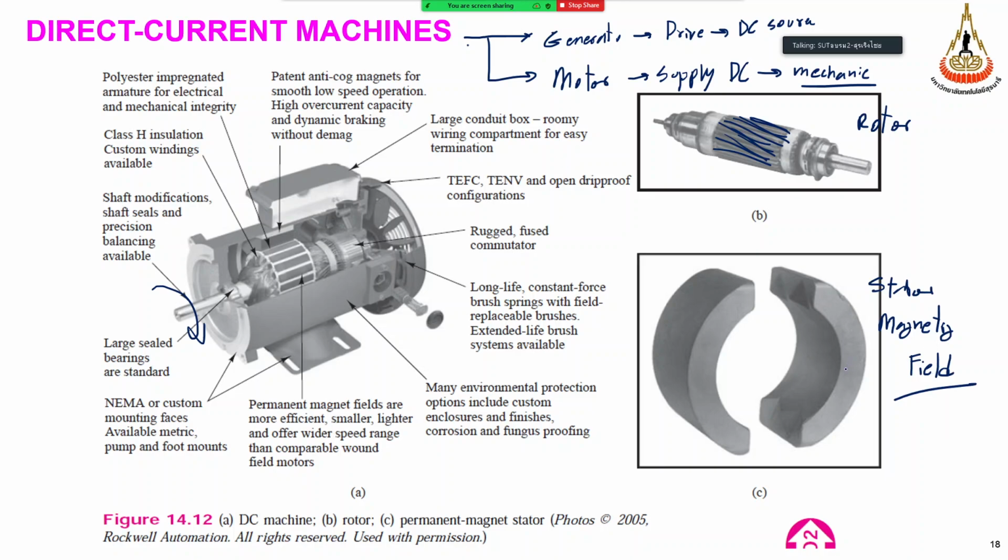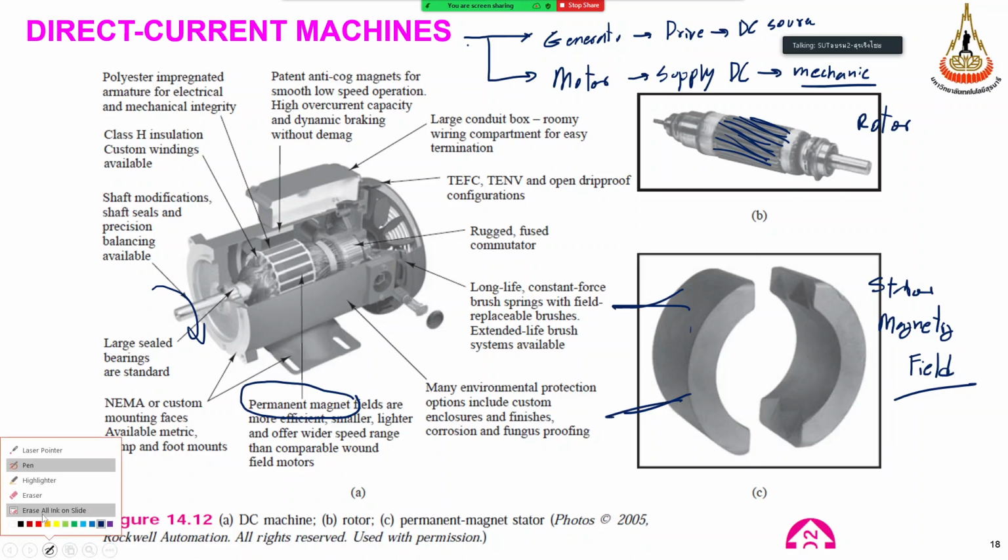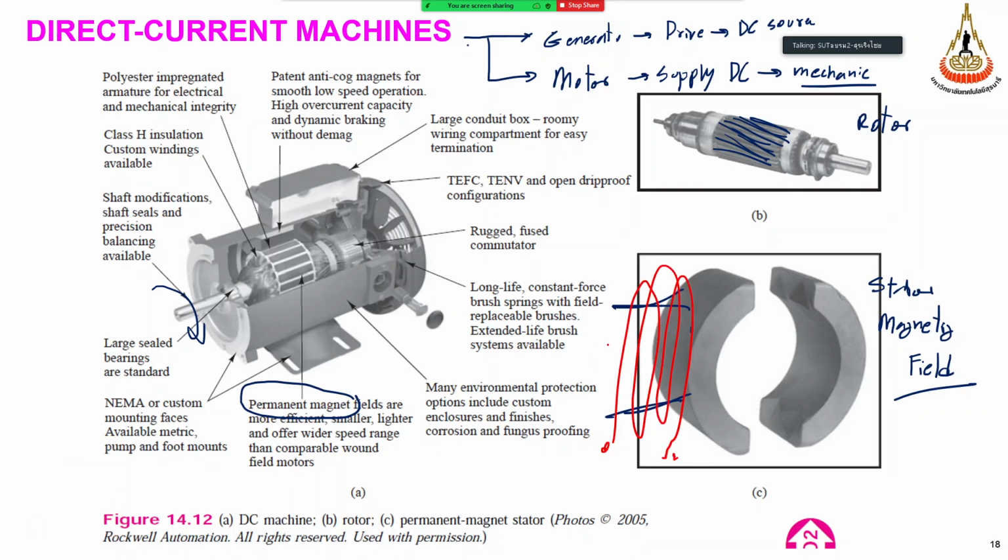The magnetic field can be produced by permanent magnets, right? Permanent magnets, or we can use the coil. If this is not permanent magnets, we can use the field winding to produce it, right? If you supply the current, as you know in the physics class, if you supply the current, you have the electric field.